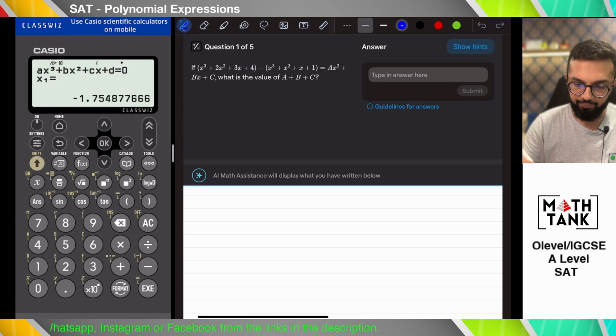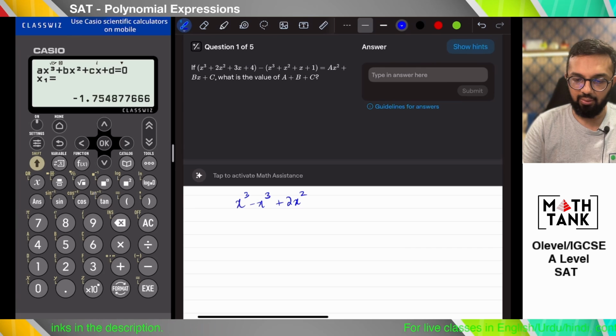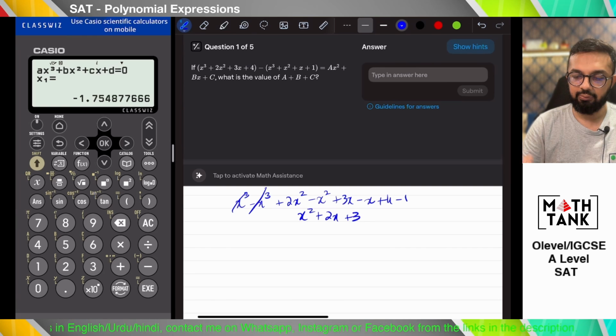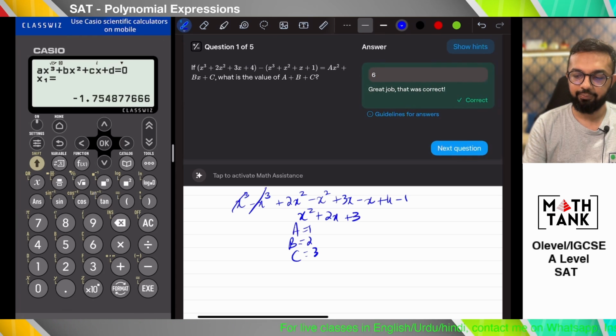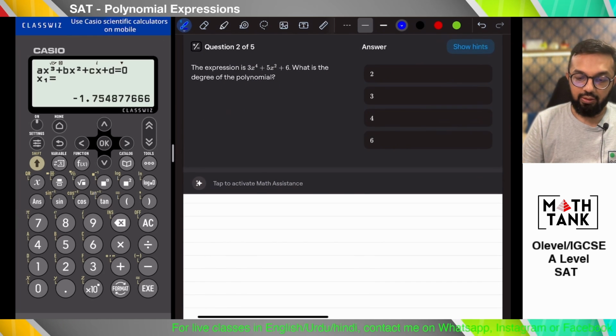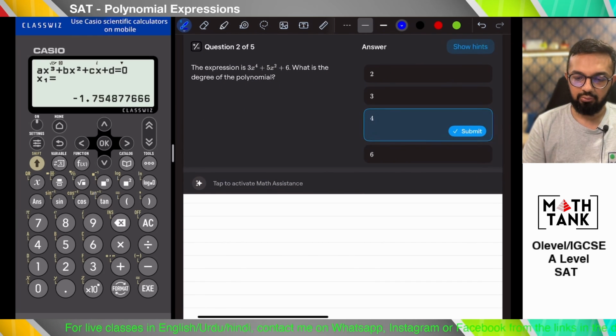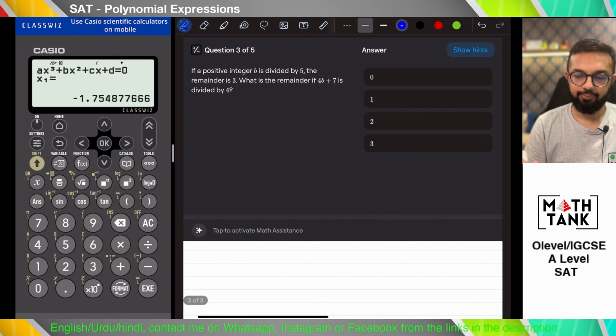Again, this looks similar. This time I'm subtracting, so x cubed minus x cubed, plus 2x squared minus x squared, plus 3x minus x, plus 4 minus 1. X squared plus 2x plus 3. So a is 1, b is 2, c is 3. So I get a total of 6, a plus b plus c. What is the degree? Degree is the highest power. So 4 is the degree of the polynomial.